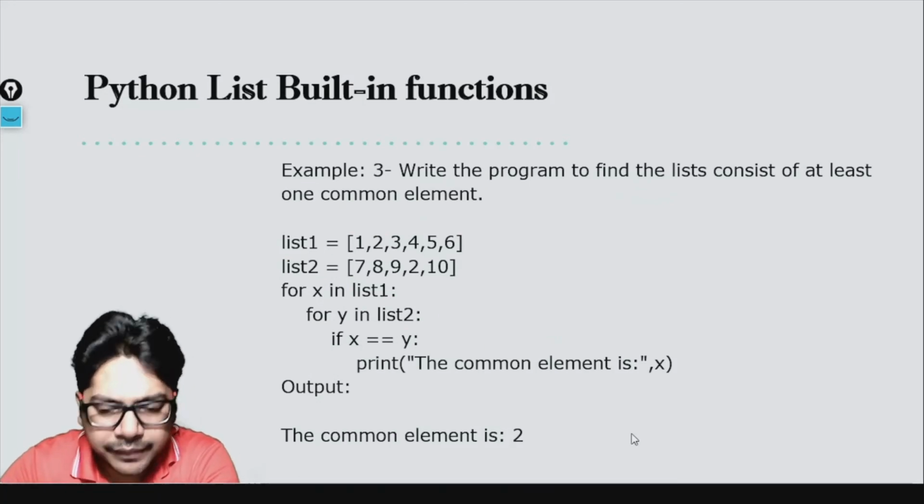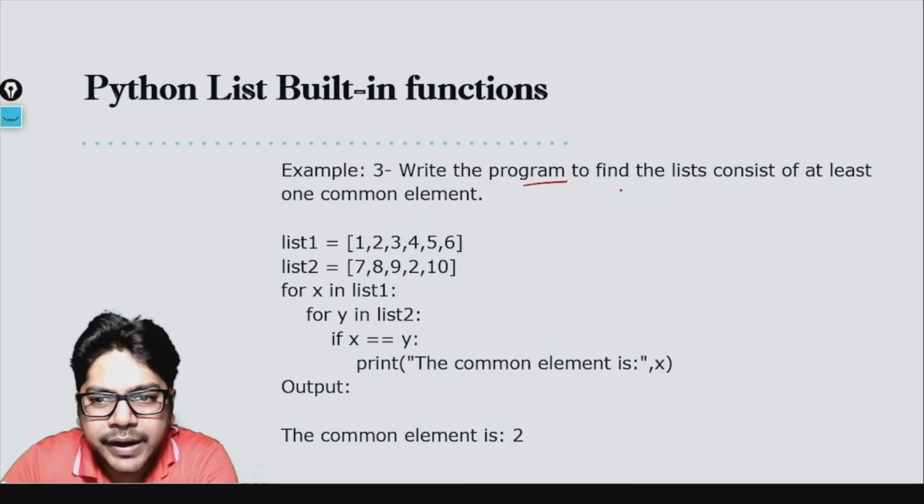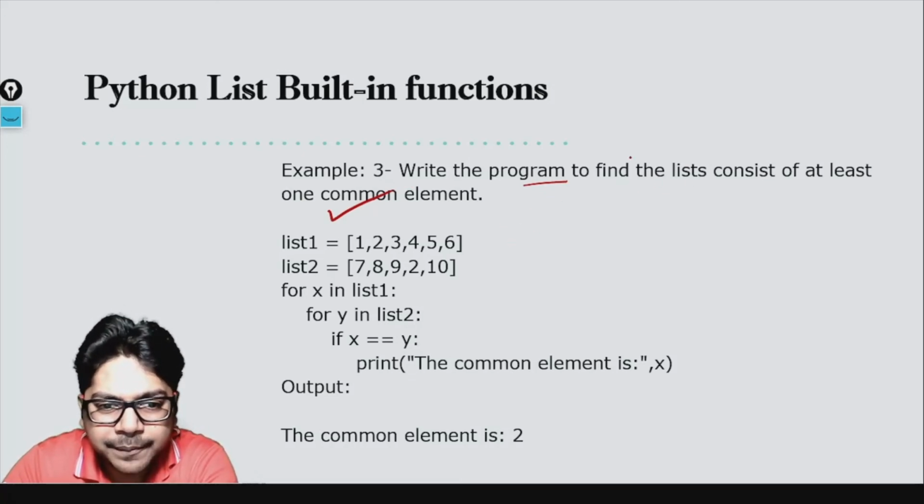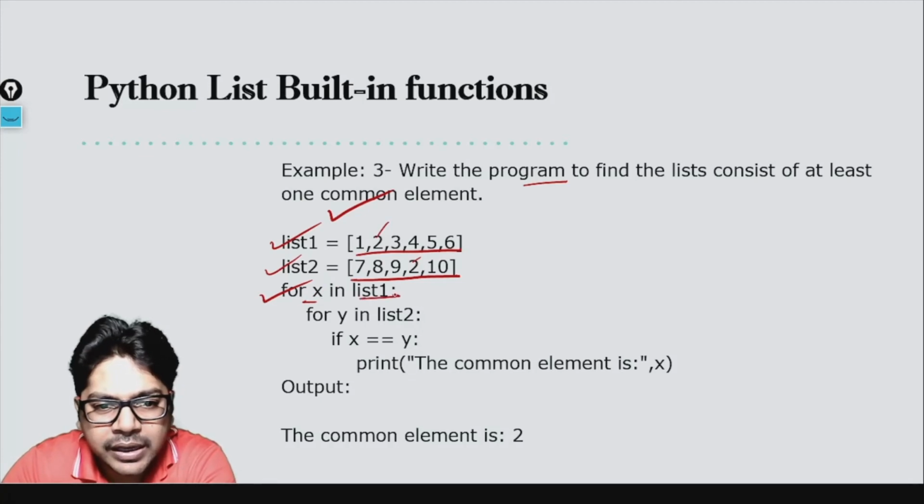The third example that we have is: write a program to find whether the lists have at least one common element. What you have to do is find at least one common element in them. Here we have two lists, list 1 and list 2. List 1 has 1 2 3 4 5 6, list 2 has 7 8 9 2 10. We can see that 2 is common, and then we are running two for loops here, for x in list 1 and for y in list 2. If x equals y, we print the common element.